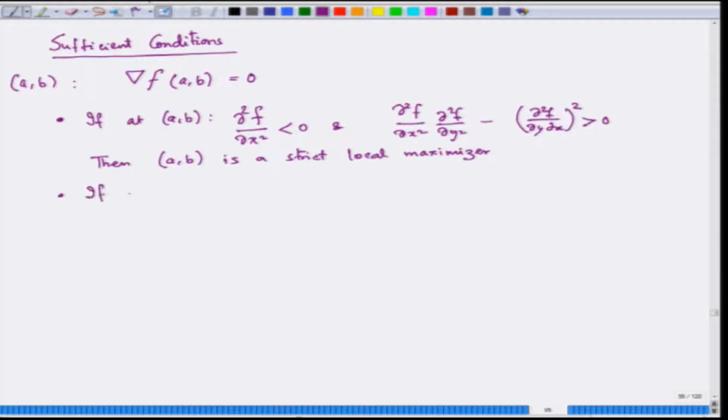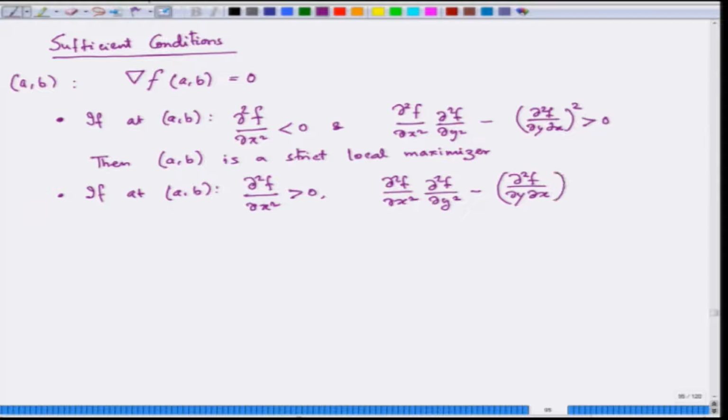If at a b you have this one, then a b is a strict local minimizer. I am not going into the details of the proofs. So, you just learn it as a working rule for the moment.